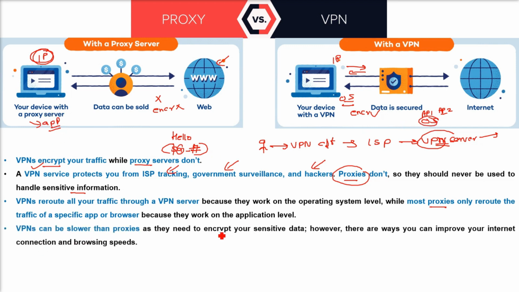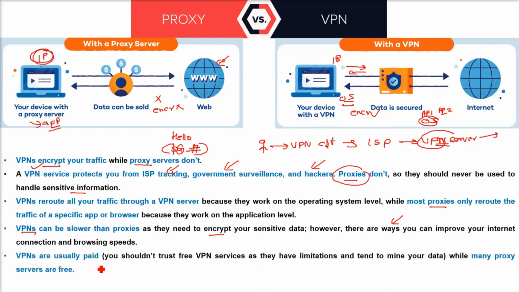VPNs can be slower. It's very obvious because they need to encrypt your sensitive data. There are certain ways to improve the internet connection and browsing speed, but VPN is all about encryption and decryption, hiding your IP and doing everything safely. VPNs, because they are providing so many things, IP hiding and encryption, are usually paid. There are free VPNs also, but they have certain limitations, and you cannot hand over your sensitive data to anyone. Many of the proxy servers are free, but VPNs are generally paid. As I just suggested, NordVPN, ExpressVPN, there are so many VPNs that you can employ.